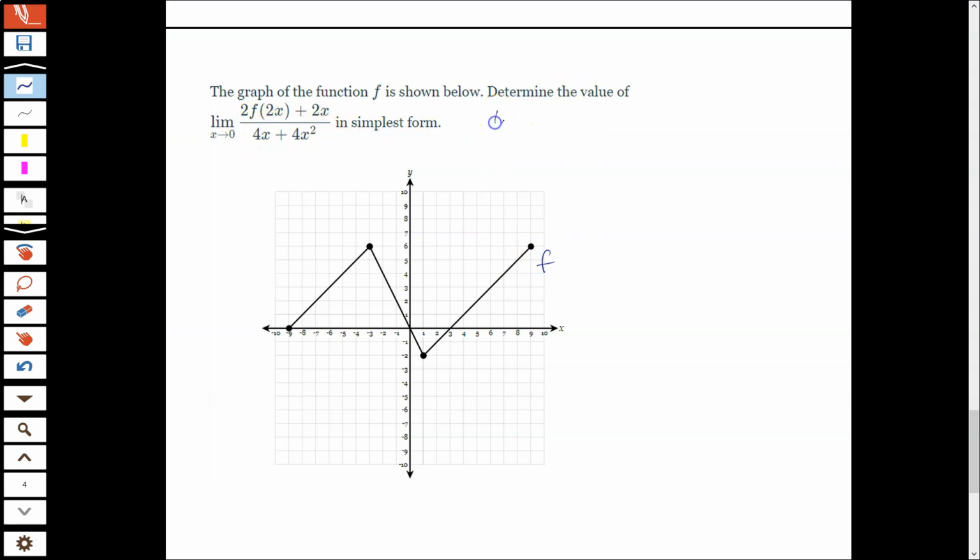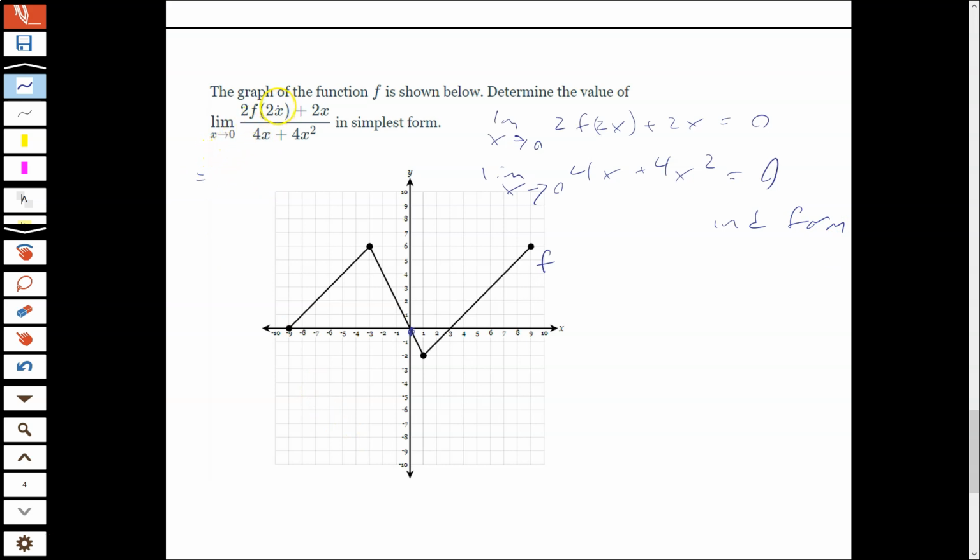So we'll check the top. So 2 times f of 0, well, f of 0 is 0, right? So we get 2 times 0 plus 0. And then the bottom, that limit is obviously going to be 0 as well, right? Because every term has an x in it. Okay, so that means we have an indeterminate form, and we are going to use L'Hopital.